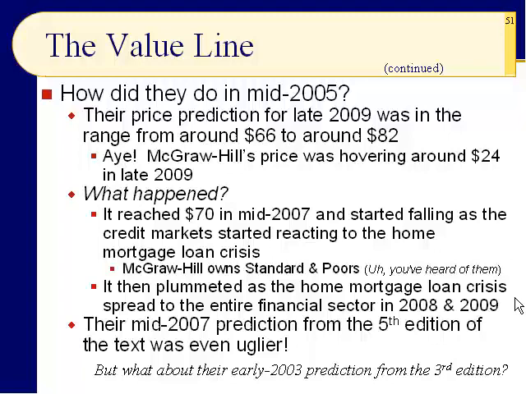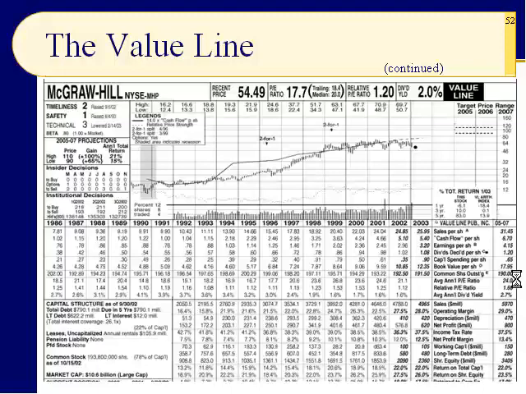McGraw-Hill plummeted along with everybody else as the home loan mortgage crisis spread to the entire financial sector. Their mid-2007 prediction was even uglier because, of course, that was right before the organic matter hit the ventilating device. But what about their early 2003 prediction from the third edition? Well, in early 2003, it was selling for $54.49. Now, they had a split, so that's why it's higher than it was before. They thought it was going to be worth anywhere between $90 and $110.